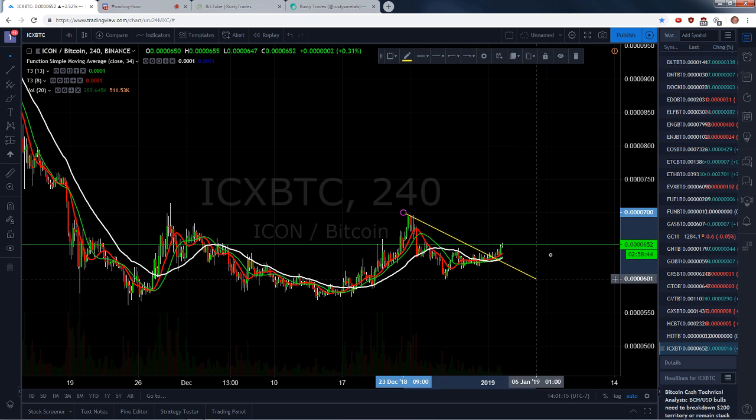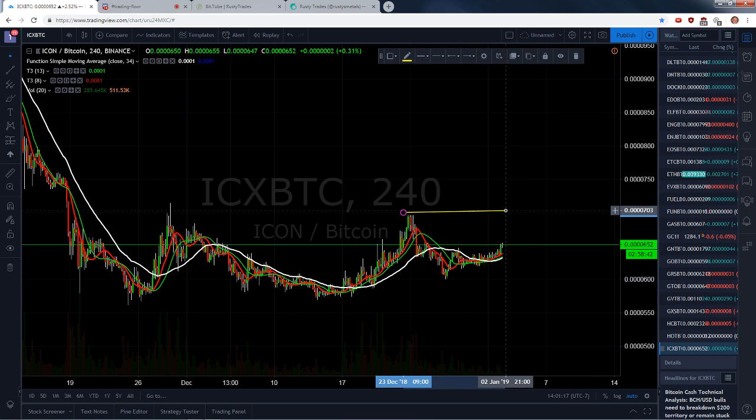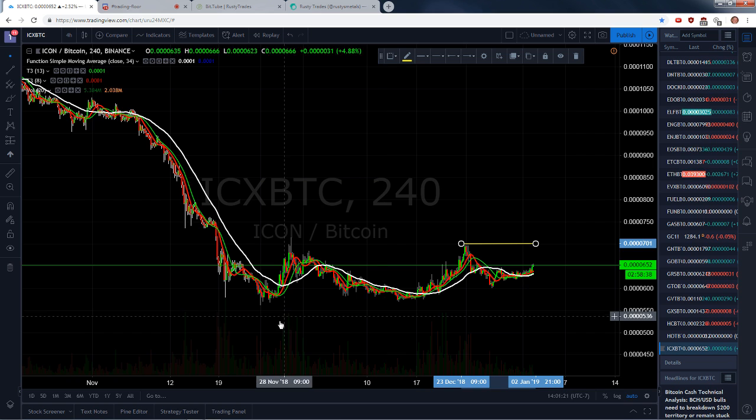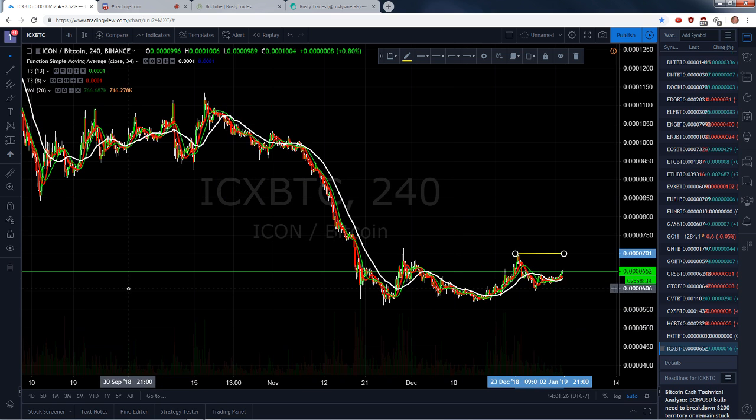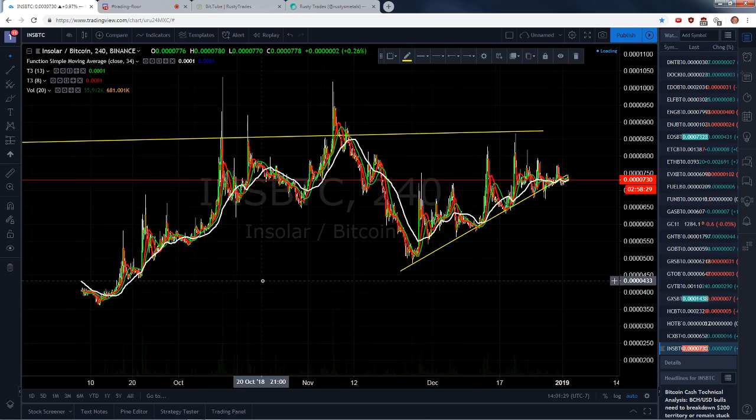Looks like it just moved on through. Watch for previous high breaks. Needs to move into resistance first. But I got higher lows. Looks like it might do it. Higher lows.